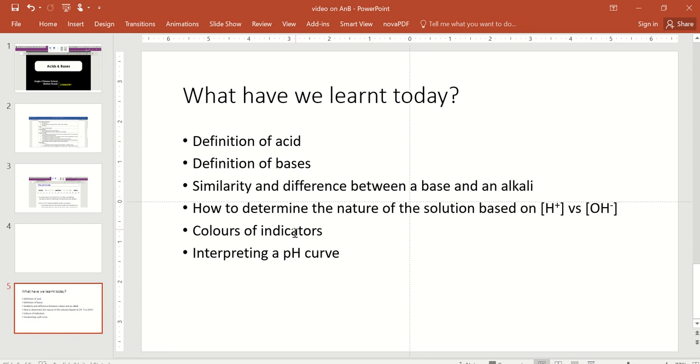We have learned the colors of indicators, namely litmus, methyl orange, and universal indicator. And lastly, we have learned how to interpret a pH curve. So that's the lesson for today.